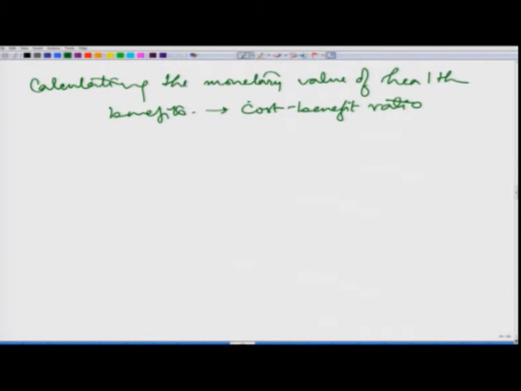If it is less than 1, then the benefit is higher than the cost, because it's like cost by benefit, right? If benefit is higher, then naturally the benefit is more than the cost, so this is less than 1. If cost is more than the benefit, then this is greater than 1. This is how we try to estimate which one is dominating, whether the cost is dominating or the benefit is dominating.